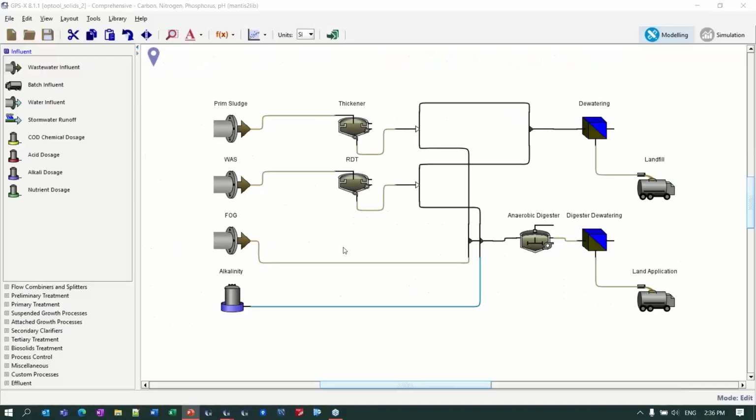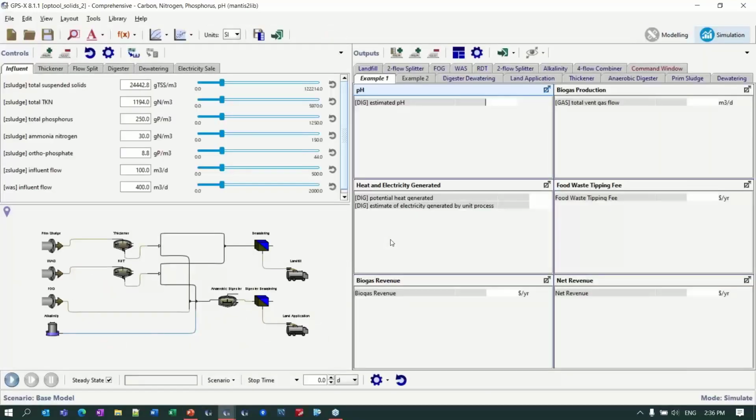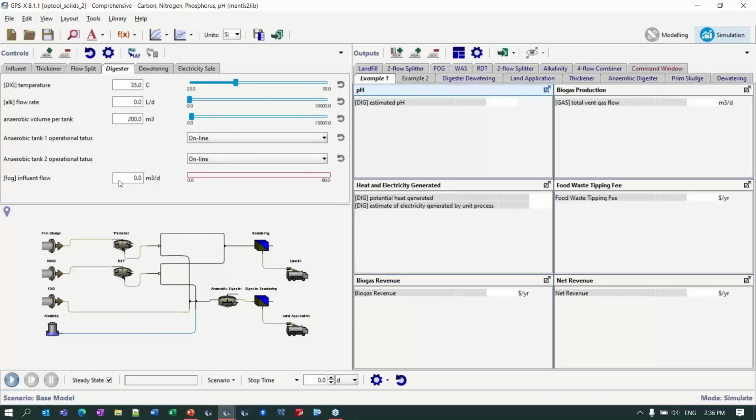Okay, so here we go. I'm going to go over to simulation mode. And as I always like to do, I want to use our analyzer function to get a good understanding of what's going on at this facility. So here's the model that I showed you earlier. If I go to the digester page here, you can see that this FOG influent, which is the food waste coming in here, goes right into the digester, is dewatered, and goes out for land application. And all of the costs that we're going to be having are being calculated all the time.